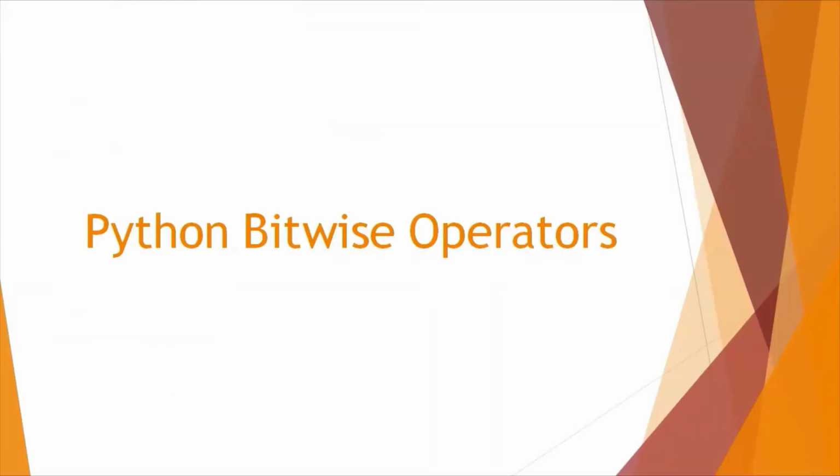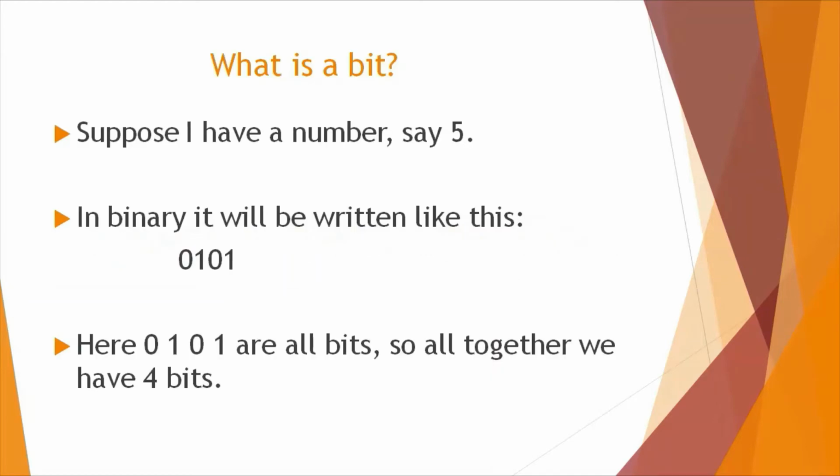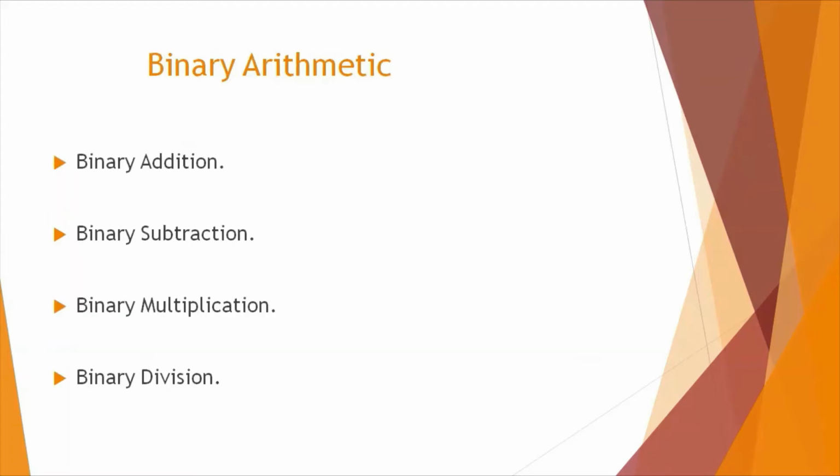For learning the Python bitwise operators, we first of all have to know what is a bit. Suppose that I have a number 5. In binary, it will be written like 0, 1, 0, 1. So here it is 0 or 1 or 0 or 1. These all are bits. So altogether, here we have 4 bits.